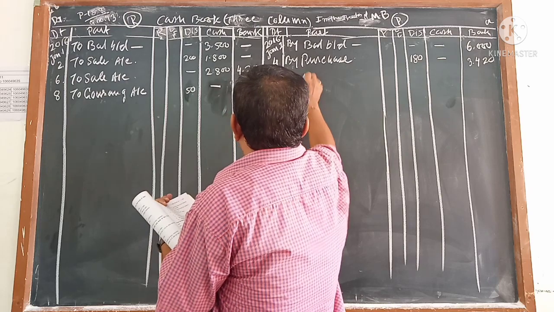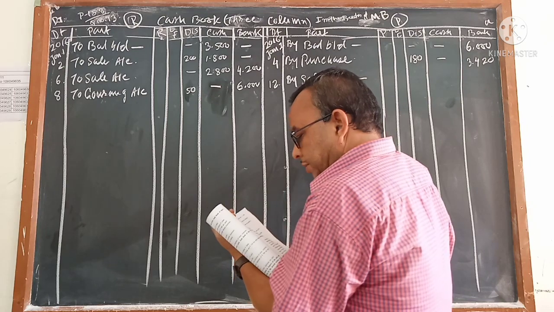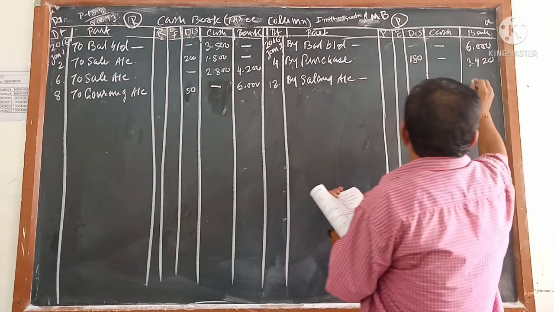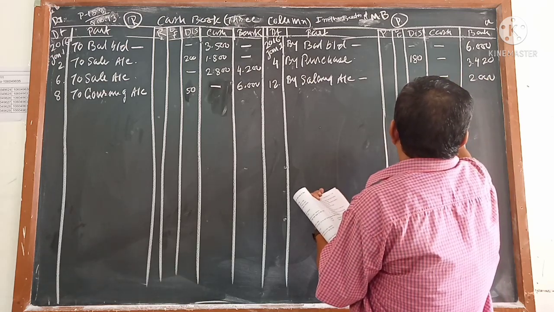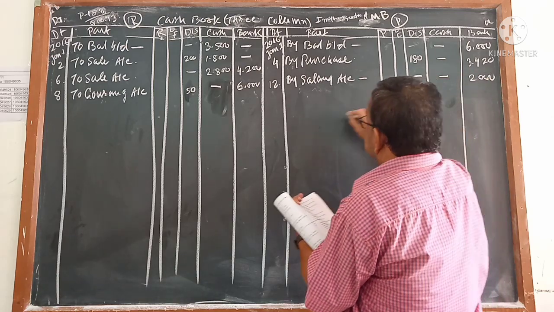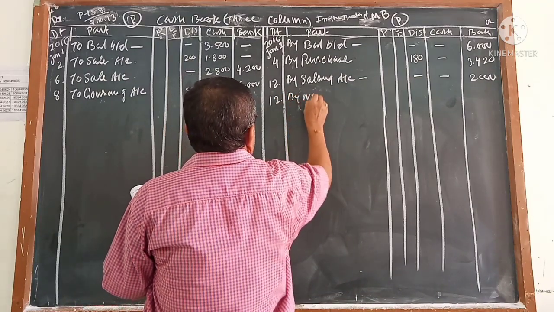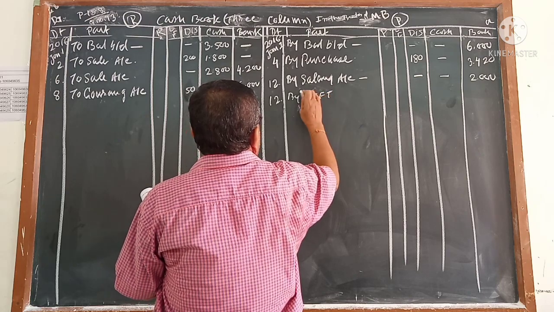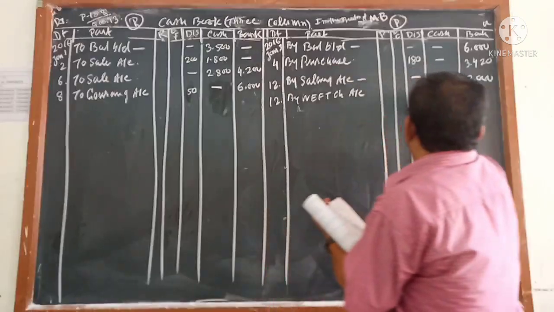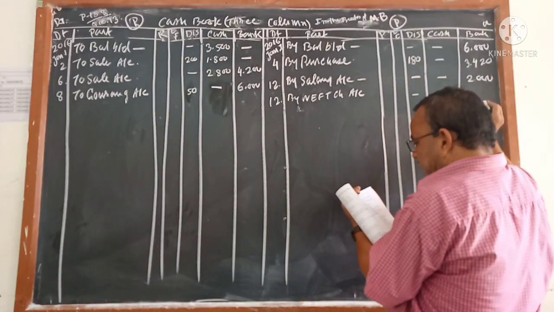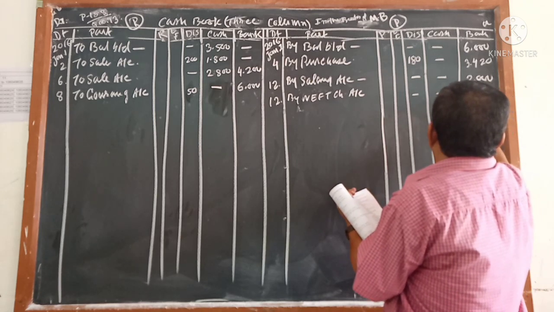You will write there by salary account. How much you have given salary? 2,000. Here is dash. Here is dash. And for that by NEFT charge account. That is how much? 50 rupees. 50? Yes.